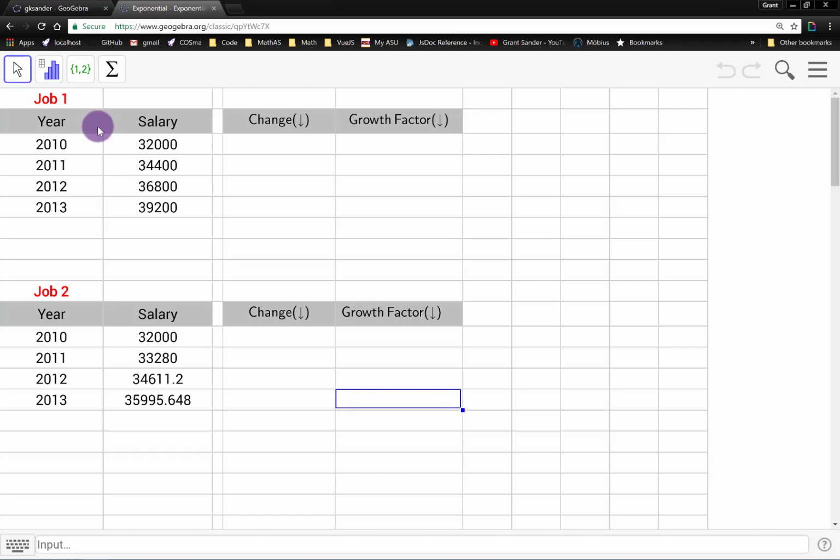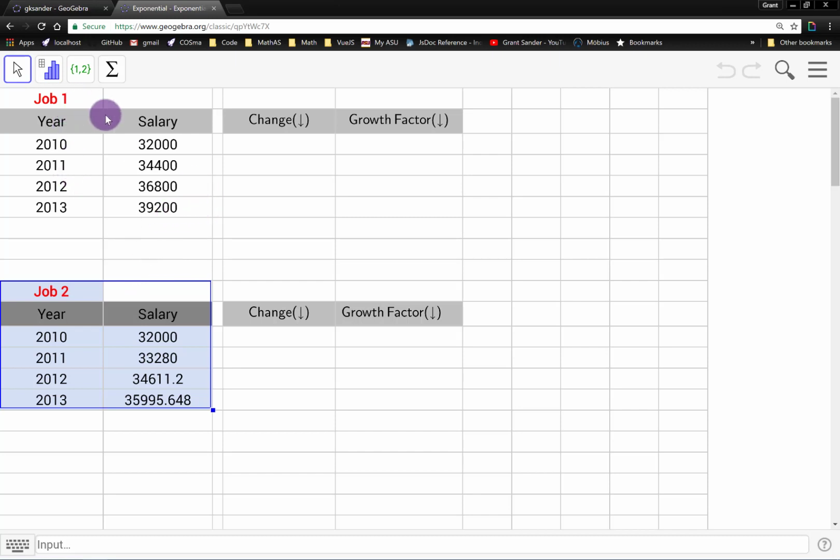In this video, we will compare exponential and linear growth in a couple different contexts. So to start, I have two tables here. I have this table right here showing the salary of job 1 each year between 2010 and 2013. Then I have another table showing the salary of job 2 each year between 2010 and 2013. So we'll use these tables to describe how each salary changed over time.